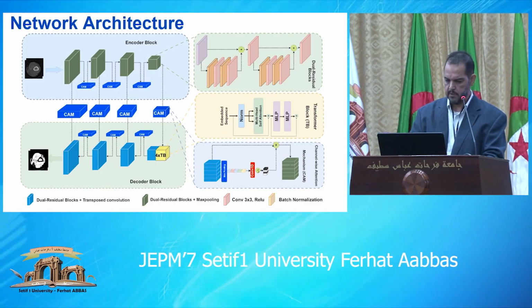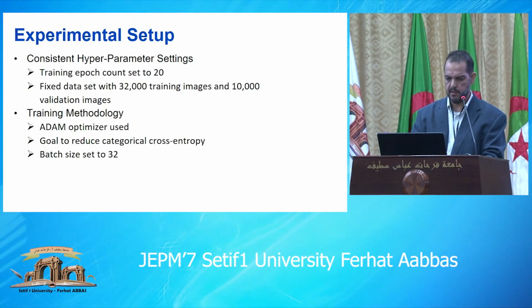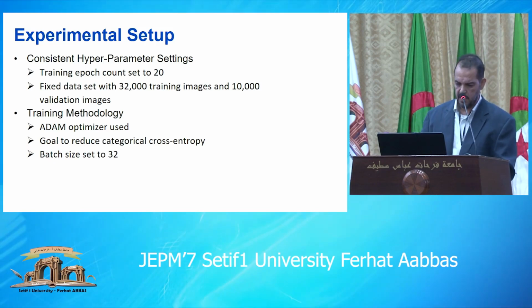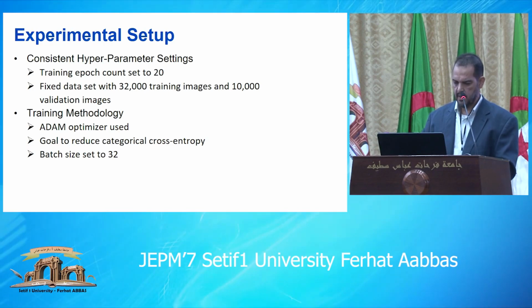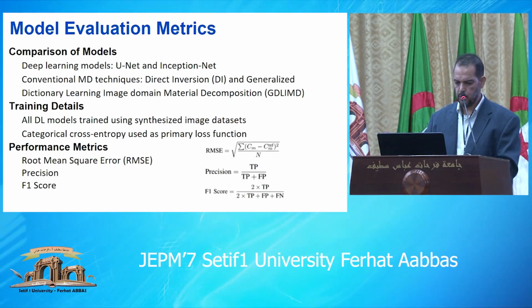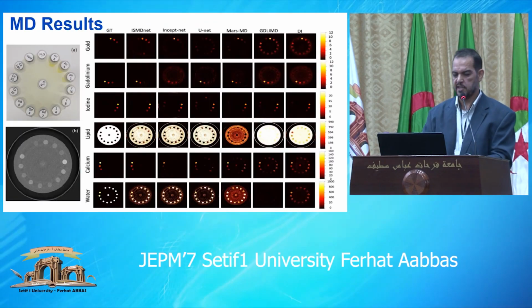Okay, so let me go to here. He used 32,000 for training, 10,000 for validation. He used the Adam optimizer, and basically the goal is to reduce categorical cross entropy. And for metrics he used the root mean square error, the precision, F1 score. I think he also used the peak signal to noise ratio. Okay, so this is the result of the phantom.